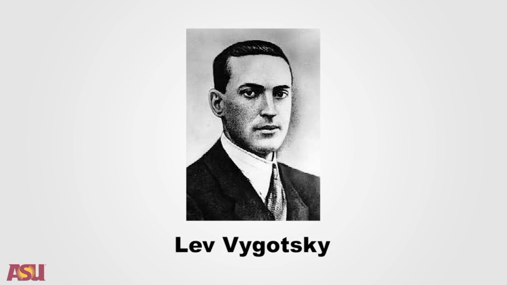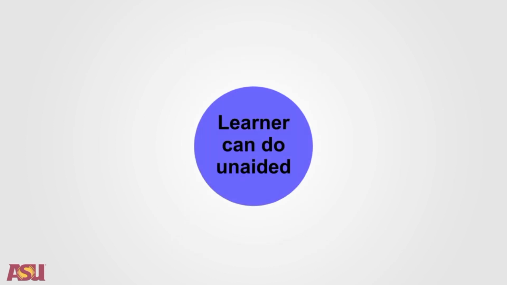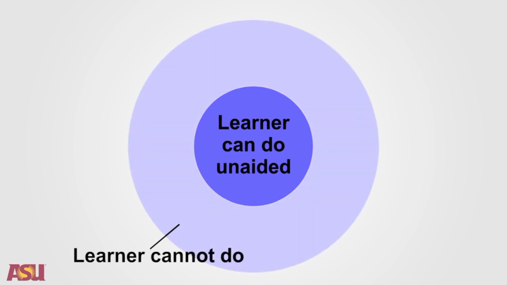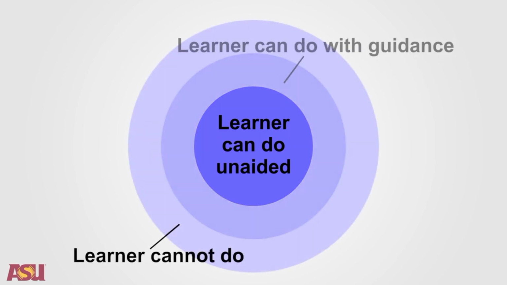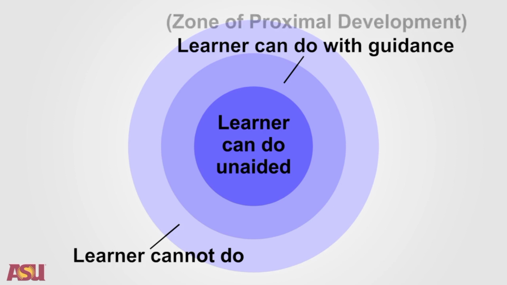As Lev Vygotsky, a Russian psychologist, explains, teachers should be aware of 3 different learner zones. 1, what the learner can already do. 2, what the learner cannot do. And 3, what the learner can do with guidance from the teacher. This 3rd zone he calls the zone of proximal development. I call it the sweet spot, because cake is the most delicious when you are teaching within this zone.